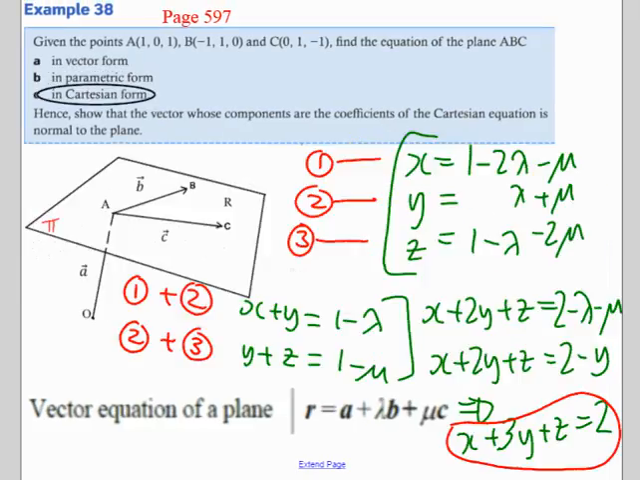Now, the Cartesian form, of course, means there is no mention of the parameters lambda or mu, and that involves eliminating them from the system, which can be done as follows. Now, usually we don't have to do this at all. There's another method which I'll show you probably in the next video. A much quicker method than this. But that's the Cartesian form.